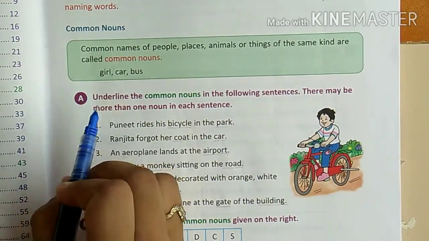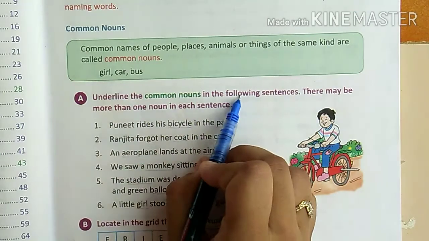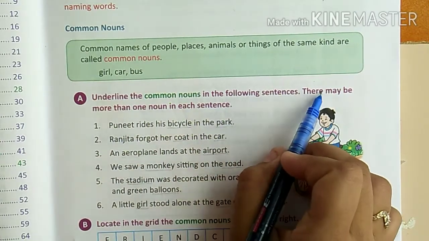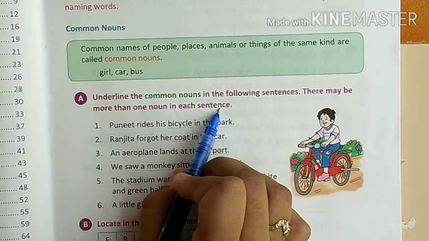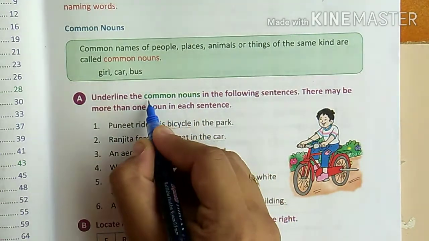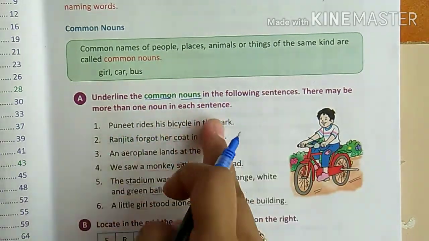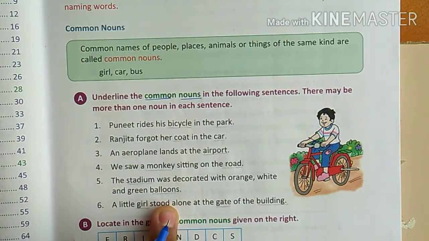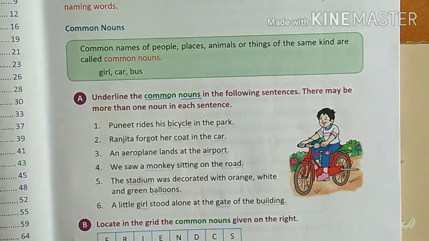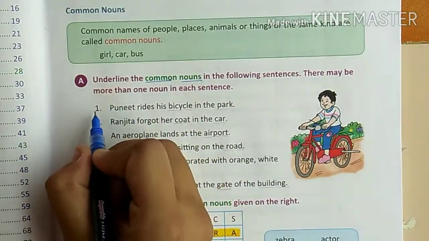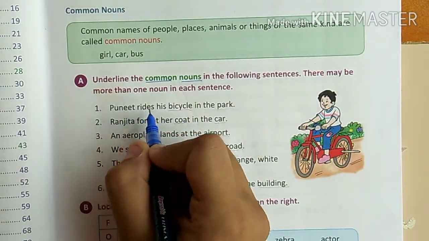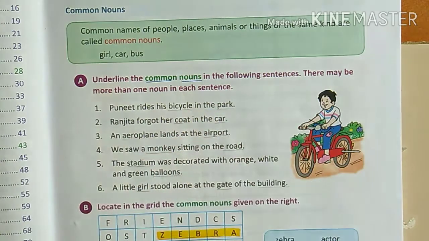So now let's go with the exercise. Question number 1. Underline the common nouns in the following sentences. There may be more than one noun in each sentence. Kya karna hai humko? Underline. Common nouns ko underline karna hai iske andar. Ek sentence mein ek se zyada nouns ho sakte hain. See now. First, Puneet rides his bicycle in the park.